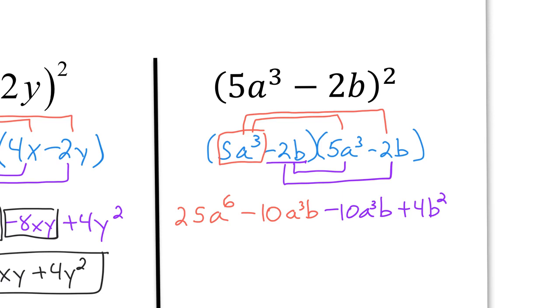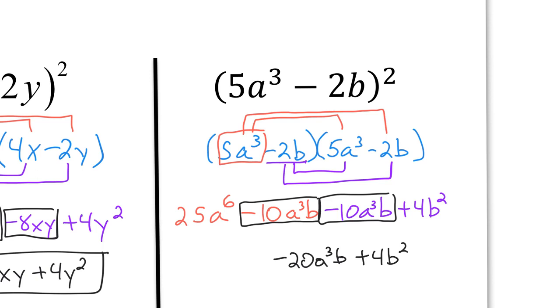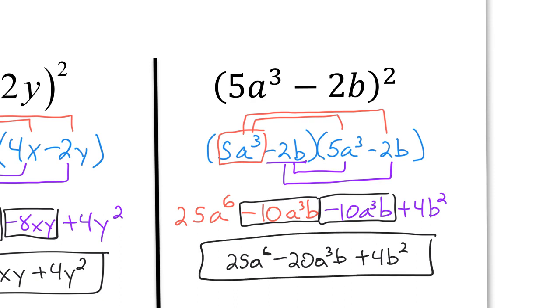Now we do have like terms. The ones in the middle, negative 10a cubed b and the negative 10a cubed b, they have the same variables. And the variables have the same exponents. The a, the b, and the b. So when you combine, negative 10 minus 10, that's negative 20a cubed b. You keep the same variables and the same exponents because you're combining. You're not multiplying, you're combining. Then you bring down the 4b squared and you bring down the 25a to the 6th power. And my answer is this trinomial.